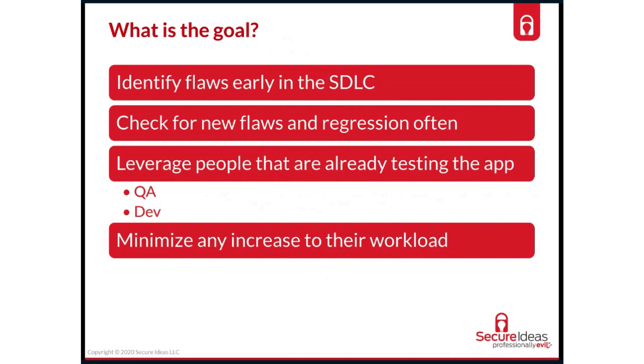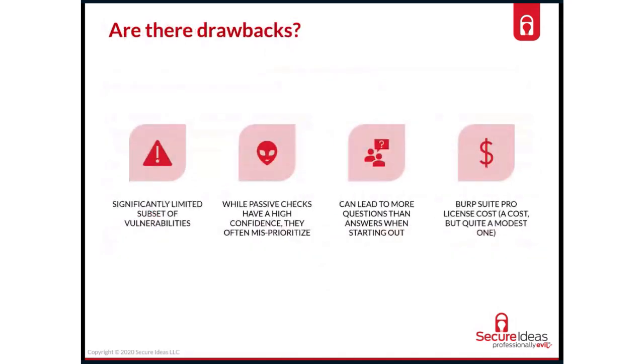Now, there are drawbacks to this approach. It's a significantly limited subset of vulnerabilities. There are a whole bunch of types of vulnerabilities that there is just no chance of detecting this way. If you're not trying injection payloads, you're not going to detect injection, for example. There's really nothing you can do on the passive side to fix that.